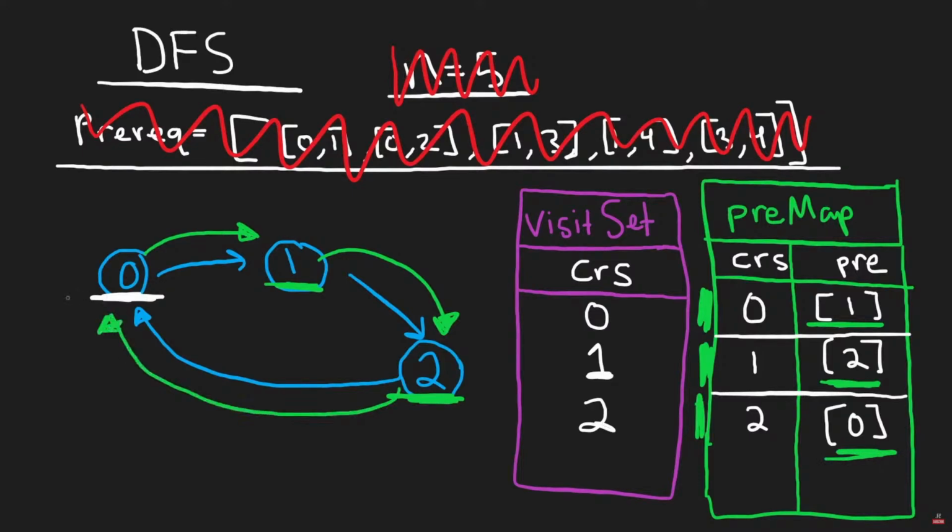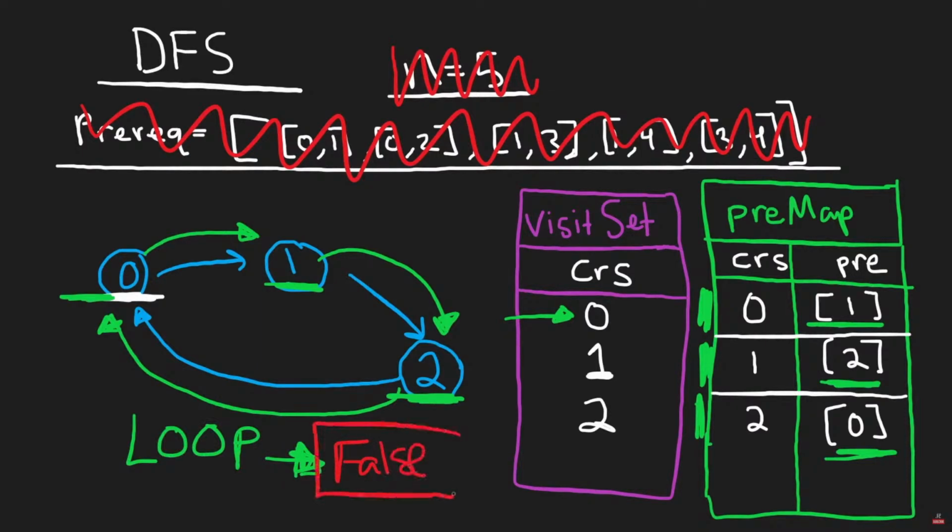And so now we're going to visit 0 twice, but you see that 0 is already in the visit set. Therefore, we detected a loop. Therefore, we have to return false. These courses cannot be completed.